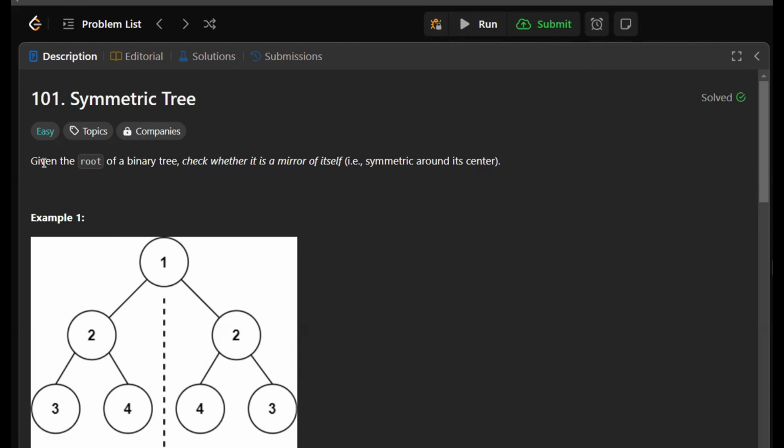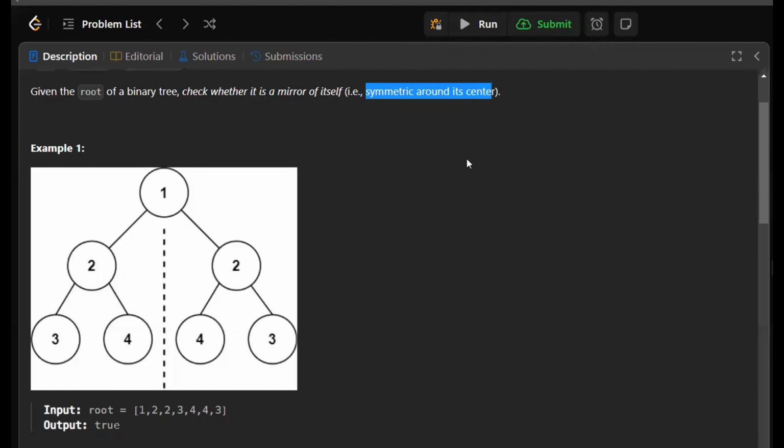In this problem, we are given the root of a binary tree and we have to check whether it is a mirror to itself. That means we have to determine whether this tree is symmetric around its center or not. Here, if you closely consider the first example, you will understand what symmetry means.